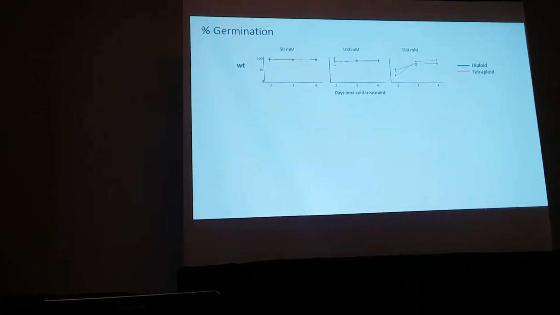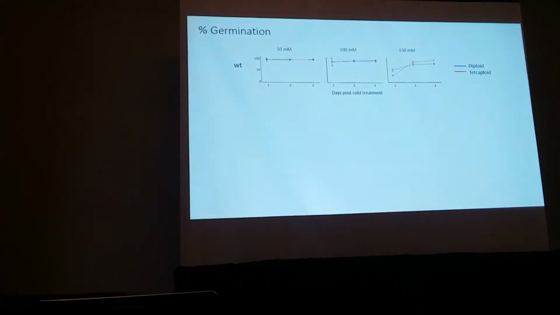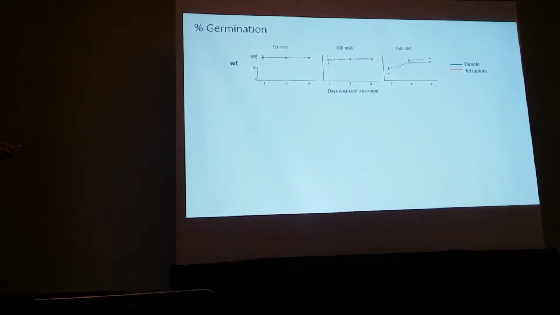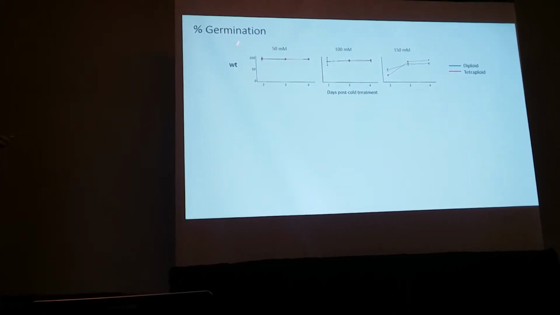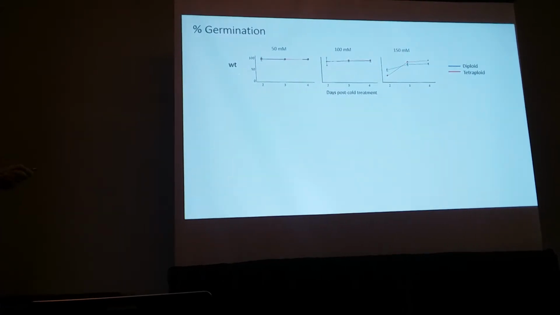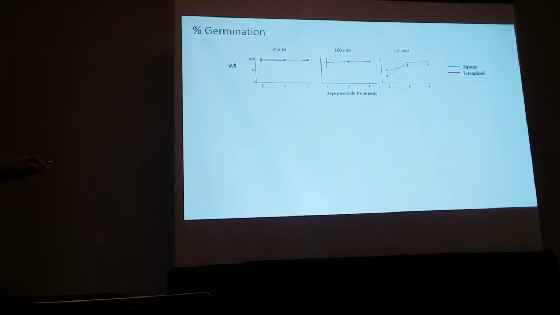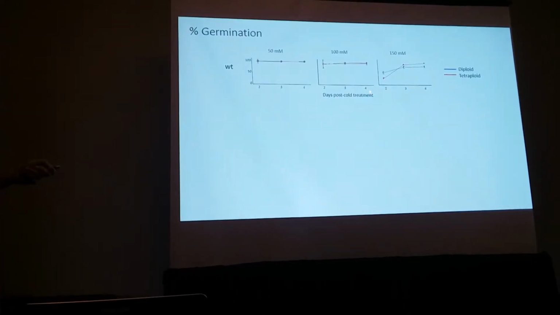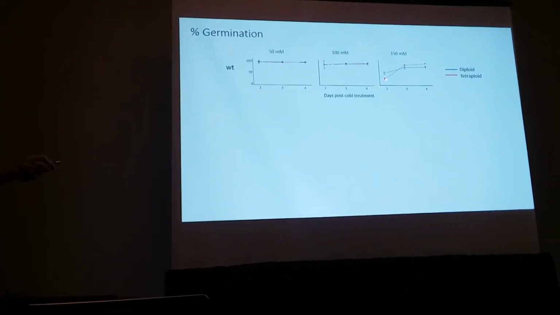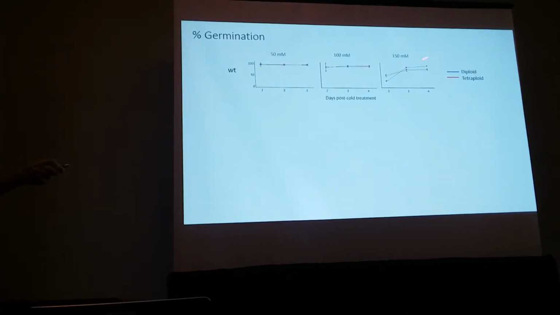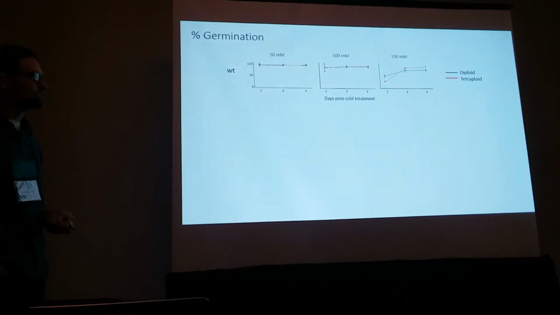Okay, so here is our germination data for the wild type diploid and synthetic polyploid. That's sort of our baseline. So we've got percent germination on the y-axis and days post-cold treatment on the x-axis, with the tetraploids in red and the diploids in blue. And we can see that under the highest salt concentration, though there's a delay in germination in the tetraploid relative to the diploid, ultimately the polyploid achieves higher germination efficiency than the diploid does.